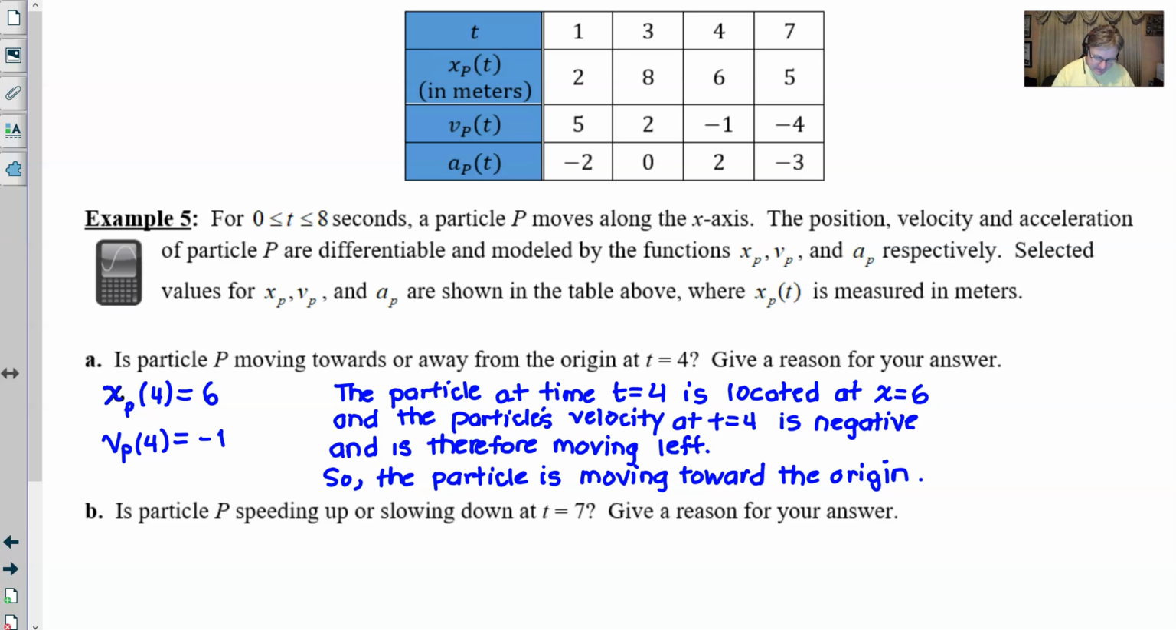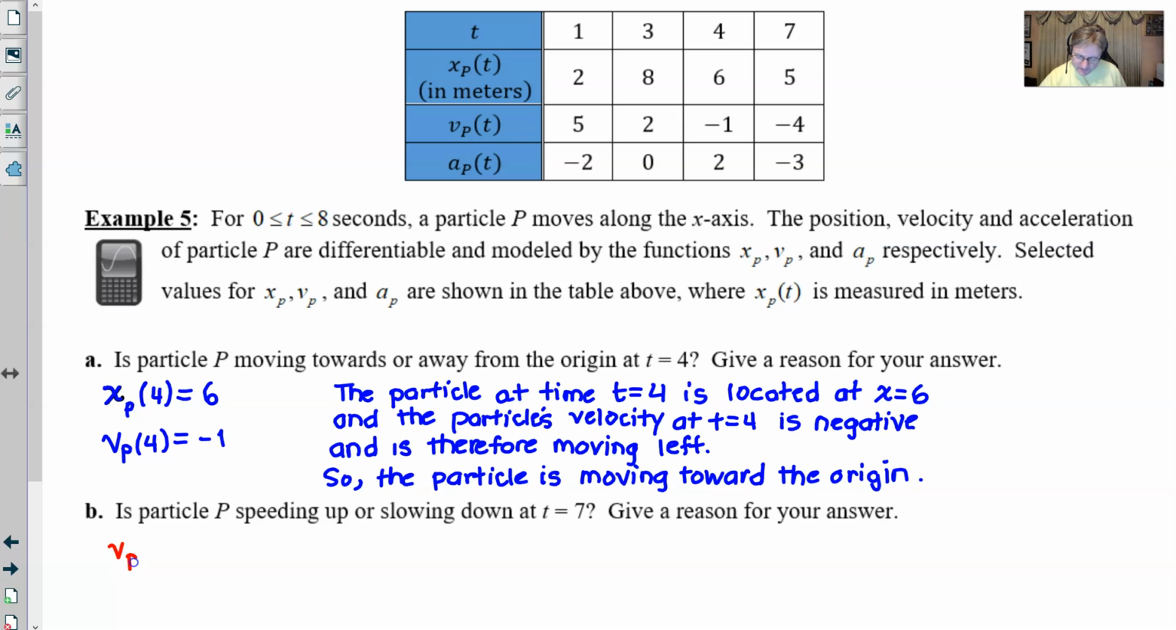All right, let's take a look at part B here. It says, is the particle P speeding up or slowing down at time 7? Again, give a reason for your answer. Well, fortunately, if you've watched one of our previous videos that led up to this example 5, I think you may have seen a couple of instances where that question has been addressed. And all you've got to do is compare the signs of the velocity and the acceleration. And we have that information in our table.